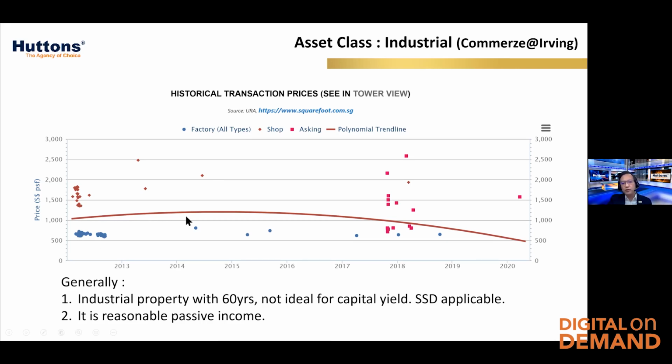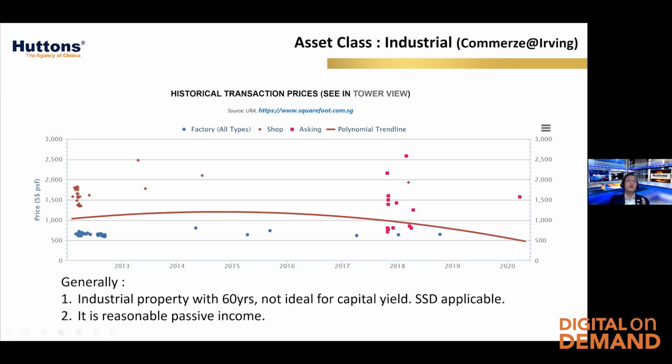And during this period of time, of course, we can see a slight increase in value. But if I intend to look into capital appreciation, then this asset class may not really be the one that will give me that kind of returns. So what I'm looking for in this type of asset class is more for the passive income, okay?